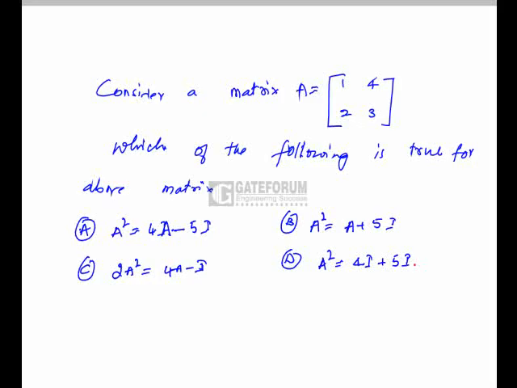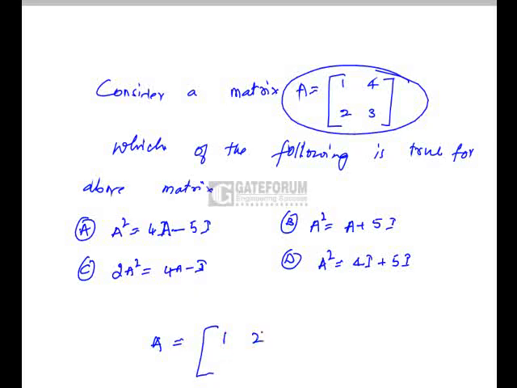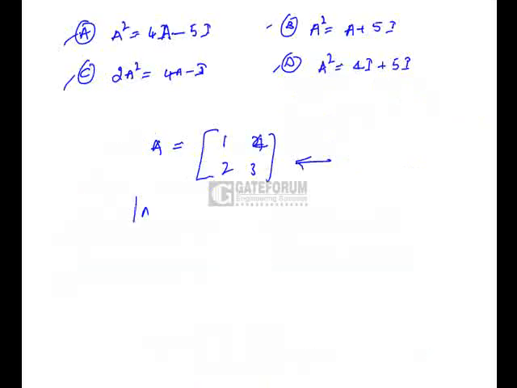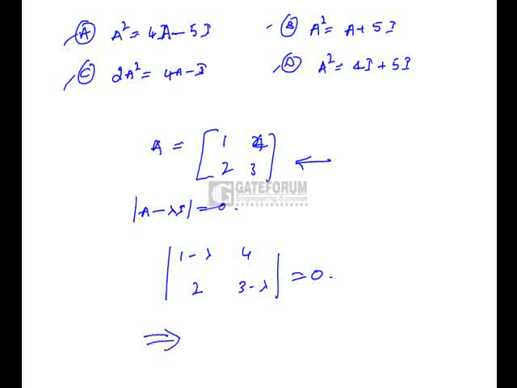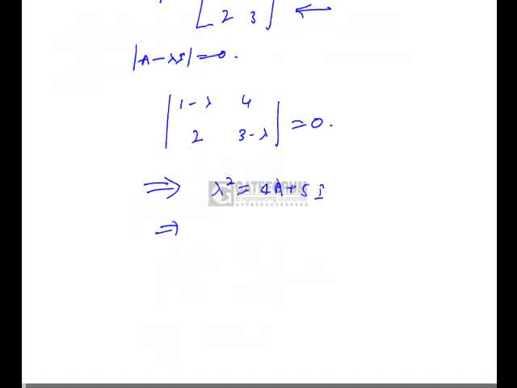Now this is a linked question and the statement is given as A equals [1, 4; 2, 3]. Now the first question is we have to check which of the statements is correct. Now we know that every matrix will satisfy its characteristic equation. So the characteristic equation of A is nothing but determinant of A minus lambda I equals 0, which is nothing but |1 minus lambda, 4; 2, 3 minus lambda| equals 0. If we simplify, it will be lambda square equals 4 lambda plus 5, sorry.